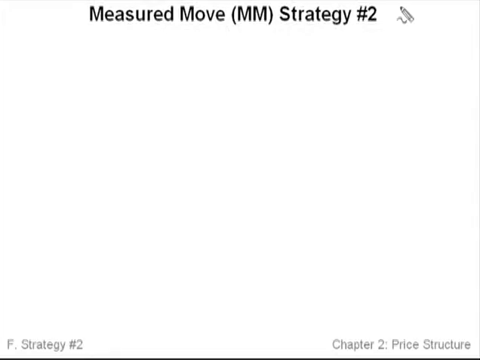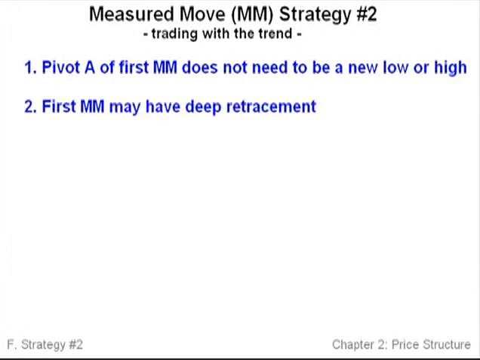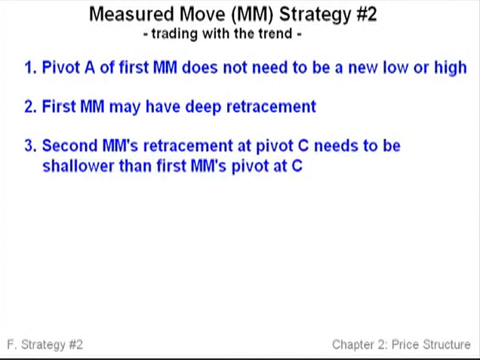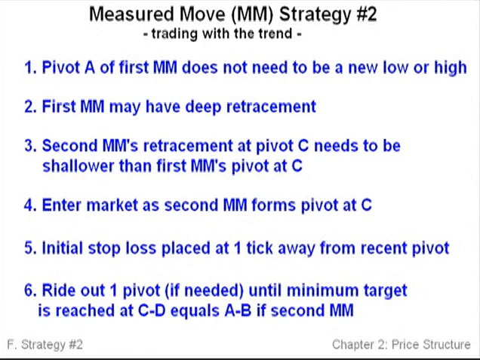Measured move strategy number 2. Rule number 1. Pivot A of the first measured move does not need to be a new low or high. Number 2. The first measured move may have a deep retracement. Number 3. The second measured move's retracement at pivot C needs to be shallower than the first measured move's pivot at C. And the rest of the rules are the same as in strategy number 1.